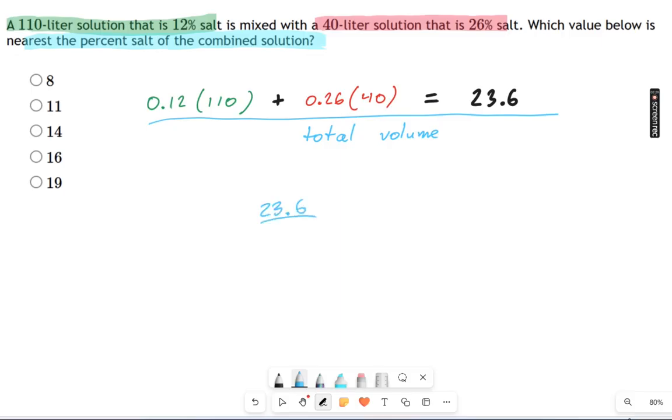23.6 divided by what's the total volume? Well, that's 110 plus 40. 110 liters of one, 40 liters of the other. That's going to be 23.6 divided by 150, and that should be my actual salt content, which is 0.157, which is roughly 16%. This is called weighted averaging. It's not the same as averaging. You give stronger weight to the things that are in the higher volume.